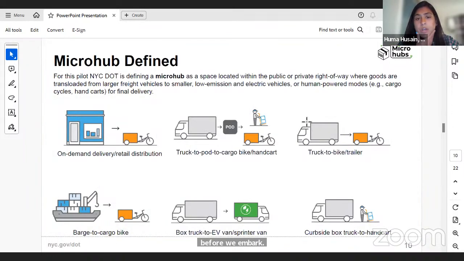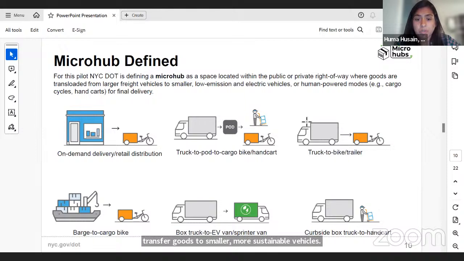So now an overview of what microhubs are. We are defining these as spaces located within the public or private right-of-way where larger vehicles can transfer goods to smaller, more sustainable vehicles. And we're defining sustainable vehicles as electric vehicles or cargo bikes or hand carts.